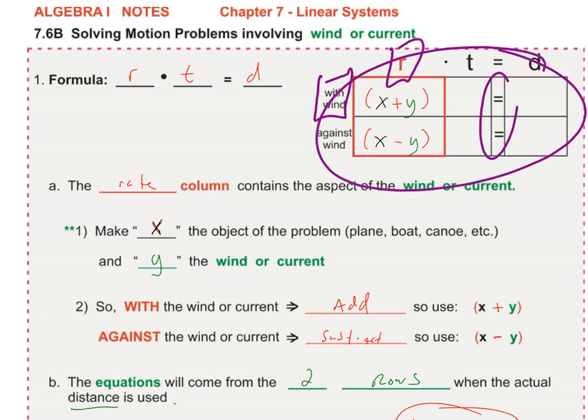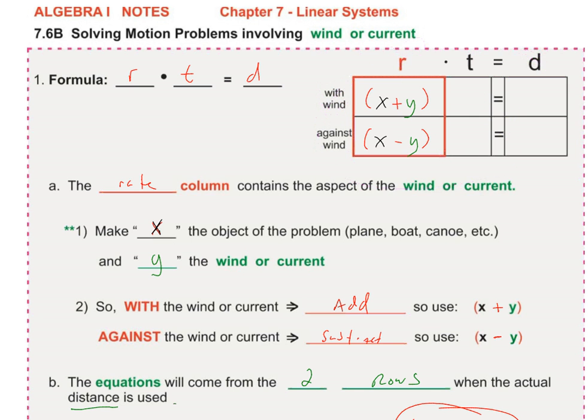Make your top row with the wind or current. Make the bottom against the wind or against the current. The rate column contains the aspect of the wind or current. Make X the object of the problem: the boat, the plane, the train, the car, the bike, whatever is going with the current or wind or against the current or wind. Make Y the wind or current.